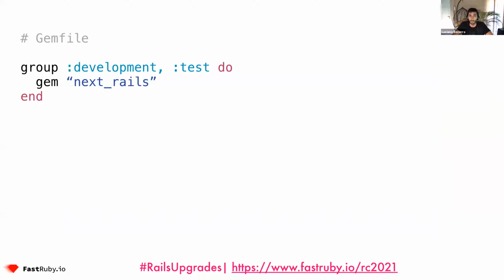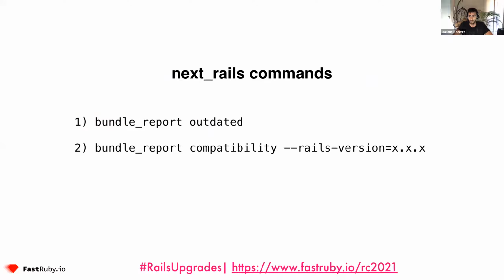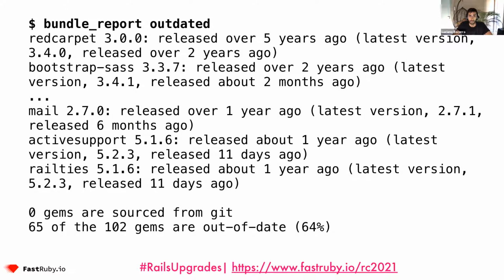To install this gem, you simply add it to your Gemfile like this. Keep in mind that you will need Ruby 2.3 or higher for it to work. And once you do that, you run bundle in the terminal to install the gem. So now that we have the next_rails gem installed, we are able to run these two different commands. The first one is bundle_report outdated, which outputs all your gems from oldest to newest with specific release details for each of the gems. It looks like this when you run it.